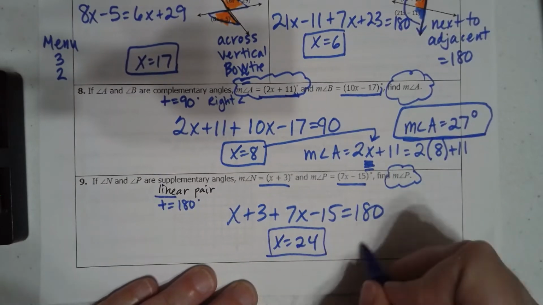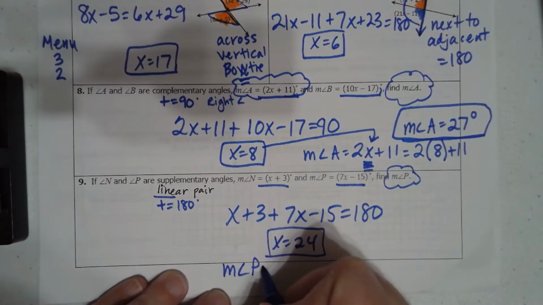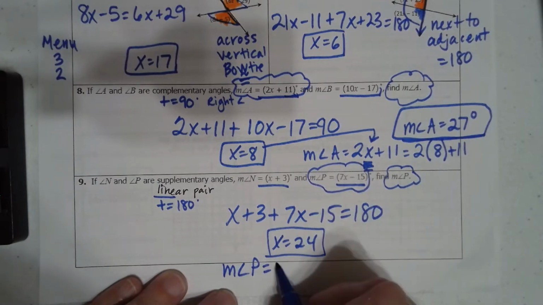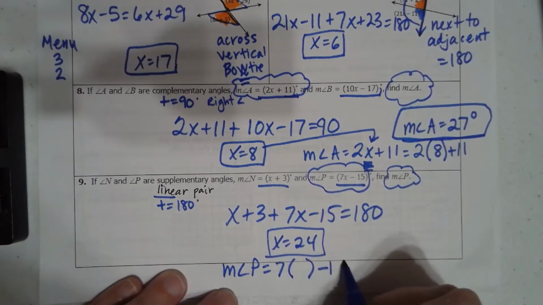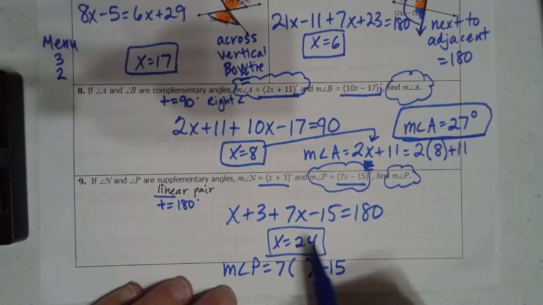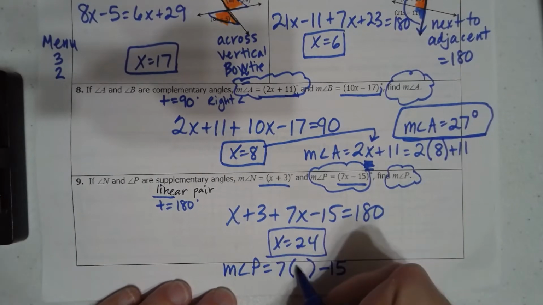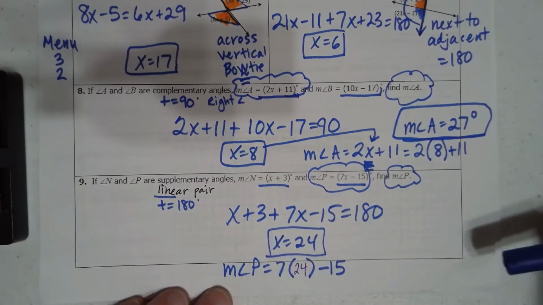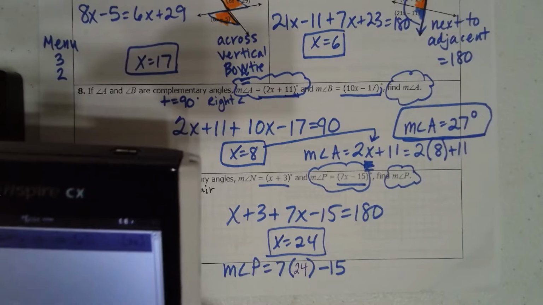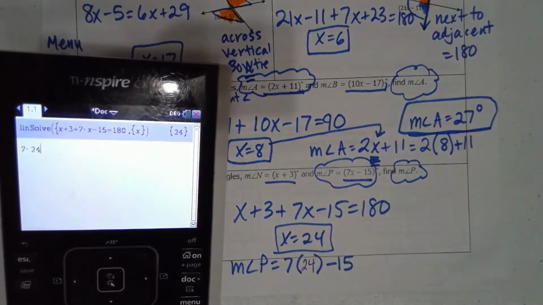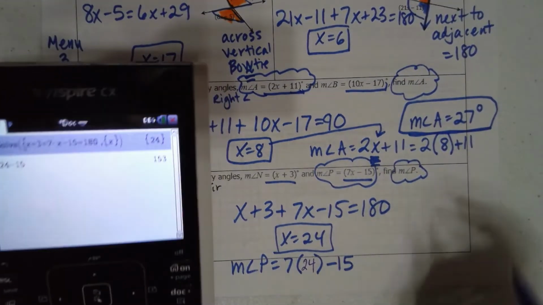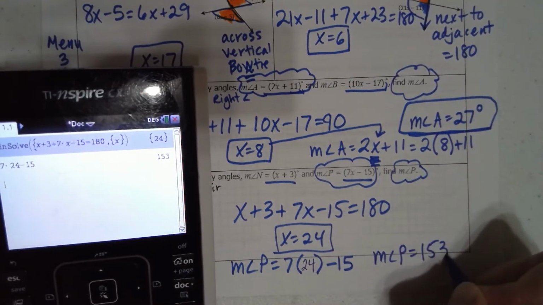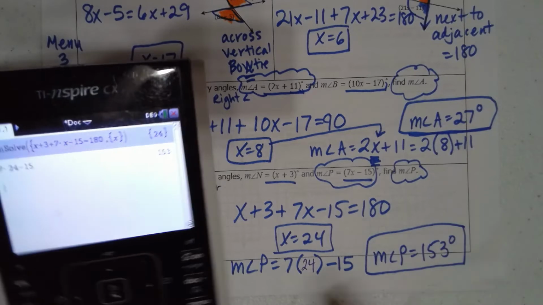Once we know that x is 24, we want to find the measure of angle P, which is this one right here, 7 times whatever x was minus 15. So in this spot, we're going to put our value of x that we just got, which we said was 24. So I'm going to do 7 times 24 and then take away 15. The measure of angle P equals 153 degrees.